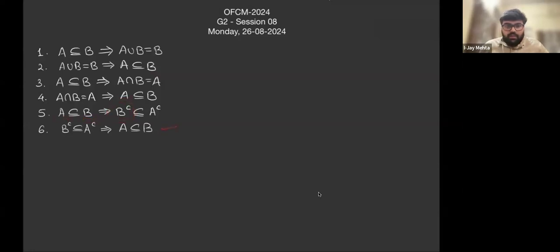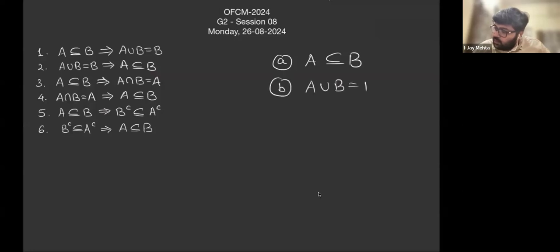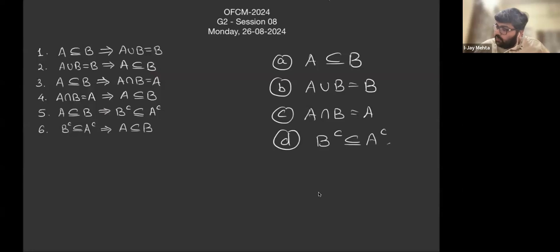Similarly, this, right? So we actually have four statements here. Statement A is A is a subset of B. Another, B, is A union B is B. C is that A intersection B is A, and D is B complement is a subset of A complement. Right? So four statements, and this is what you have to write in the assignment.